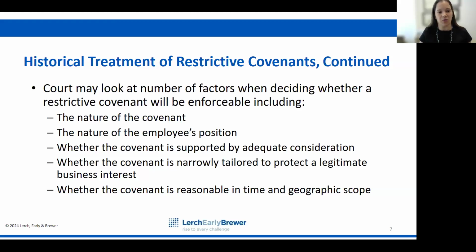And then looking at what's reasonable as far as the time and the geographic scope. We don't want to overshoot with restrictive covenants, because then there's a chance that the court will shoot them down and say, no, these aren't going to be enforceable because you're a business that's based in one location in Fairfax, Virginia. Why do you need to be preventing this employee from doing work in Philadelphia, Pennsylvania? So really making sure that there is this narrow tailoring to protect a legitimate business interest, so you're not running into problems with the court.